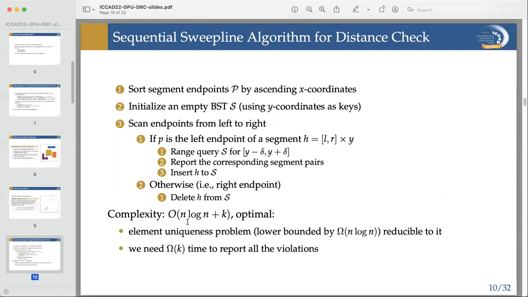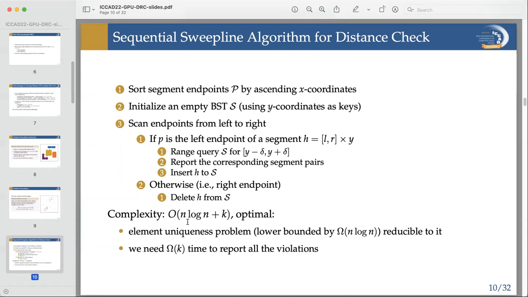Actually, we have an efficient algorithm to solve the distance check problem in the sequential setting, which is known as the Sweepline algorithm. A Sweepline algorithm can be considered as moving a virtual scan line from left to right and process all the events it encounters. So firstly, we are going to sort all the segment endpoints by their x coordinates. And we are going to use a binary search tree to maintain all these endpoints, specifically their y coordinates. And then we are going to scan all these endpoints from left to right.